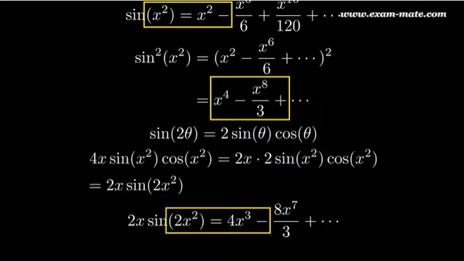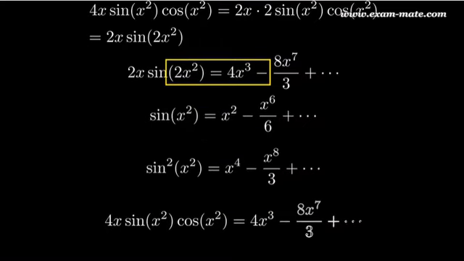Let's summarize our results. For sine of x squared, we got x squared minus x to the 6th over 6. For sine squared of x squared, we got x to the 4th minus x to the 8th over 3. And for 4x sine x squared cosine x squared, we got 4x cubed minus 8x to the 7th over 3.